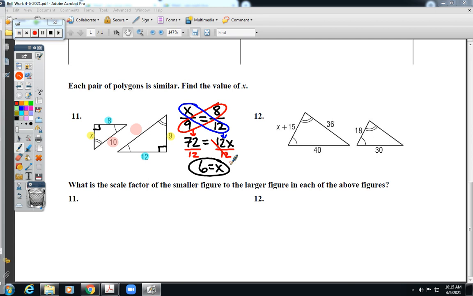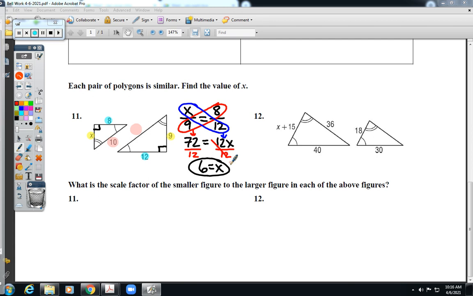Now, before we go do the other one, let's talk scale factor. Let's do this one down here. What's the scale factor of these two triangles? What do we need in order to find scale factor? What numbers? We need one set of sides where we know both numbers. Do we have that? The blues, right? We know both of those. And now that we found 6, we know the yellows as well. It wouldn't matter which set we use.